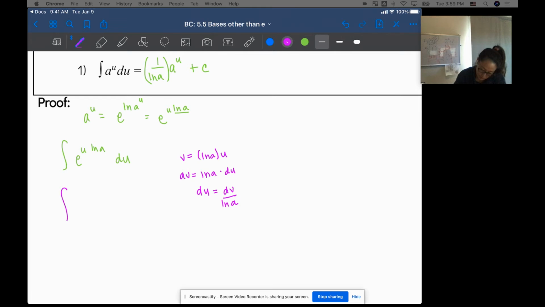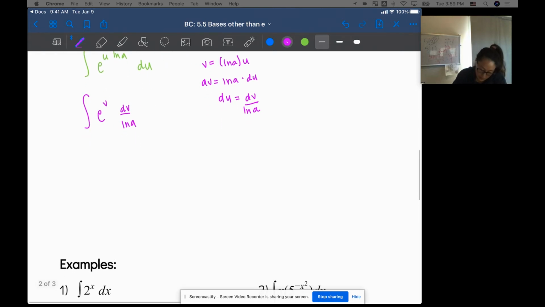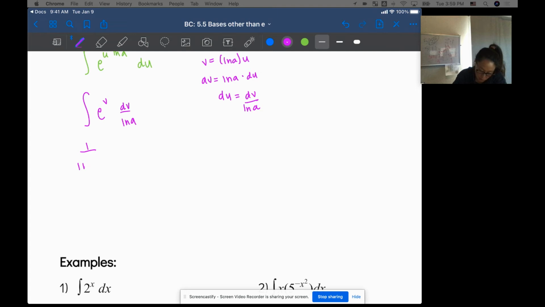Let's do some substitution. So I get e to the v dv over the ln of a. And I can rewrite that as 1 over the ln of a, since this is just a number, since a is a parameter and not a variable. Okay, e to the v dv. So I just bring down my 1 over ln a times e to the v plus c.